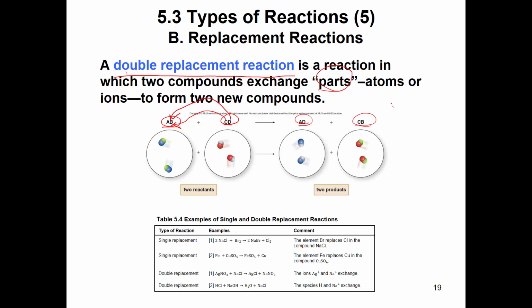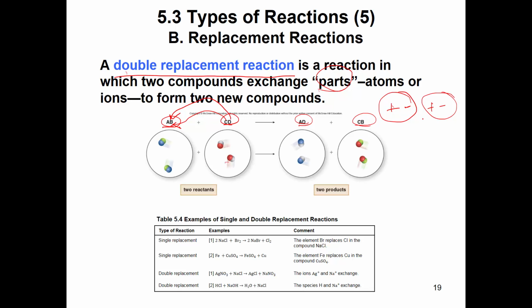Remember that you've got a cation, a positively charged, and a negatively charged in each one of these compounds. So there's only one way they can do this, because you can't put 2 negatives together. You're going to have the positive one and the negative one go together.